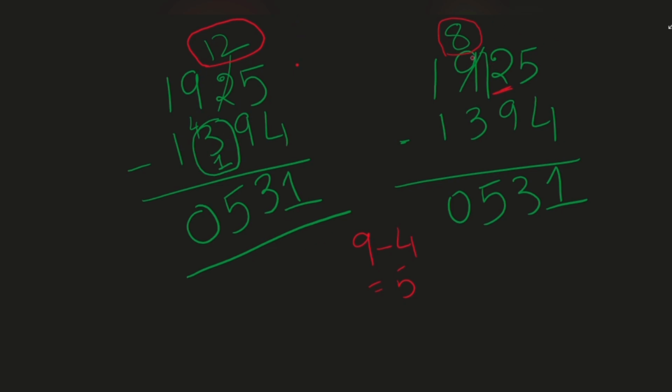Here you are subtracting from 9 itself. You are taking that 1 from here. Here you are adding 1. Here you are adding 1. But here you're taking 1 from here. Now you're making it 8 minus 3, which is also 5. See, you get the same result.